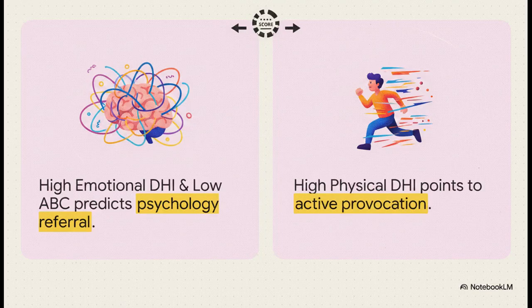Let's break down the difference by picturing two contrasting presentations. On one hand, imagine a patient with a super high emotional score on the Dizziness Handicap Inventory combined with a really low score on the Activities-Specific Balance Confidence Scale. This specific pattern is practically screaming for a psychology referral. Their handicap is totally driven by anxiety and a fear of falling. On the other hand, imagine a patient with a high physical subscale dominance on the DHI. That points straight to active movement-based provocation. Two patients with the exact same total score, but those subscale dominances dictate completely divergent immediate treatment pathways.